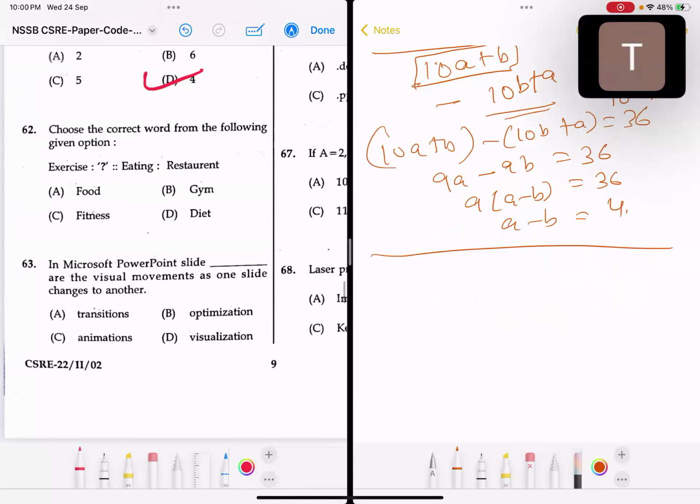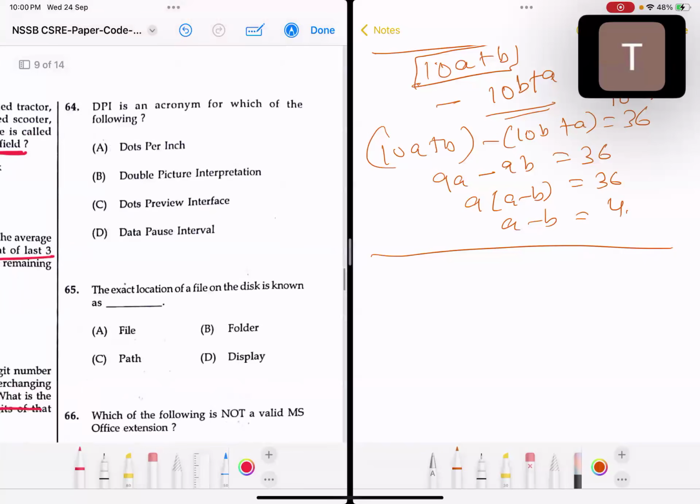Choose the correct word from the following options. So eating, where do we eat? Restaurant, right? So exercise, where must we do it? At the gym, right? In a Microsoft PowerPoint slide, such are the visual movements as one slide changes to another. Now, in Microsoft PowerPoint, we have different slides, right? Even in the same file. So in order to move from one slide to another, it is known as transitions, okay?